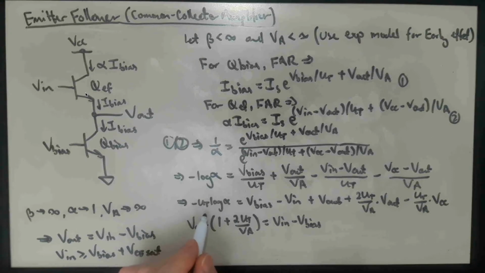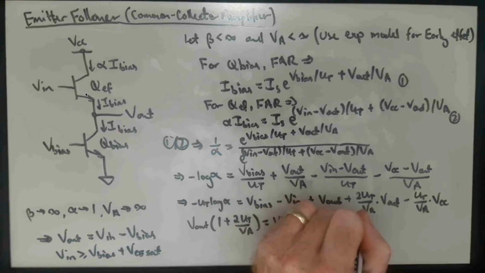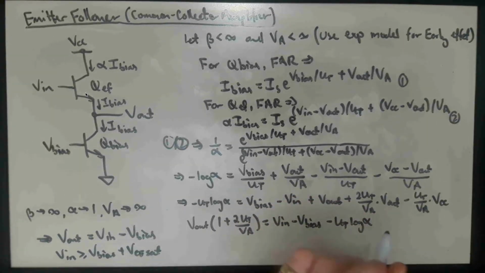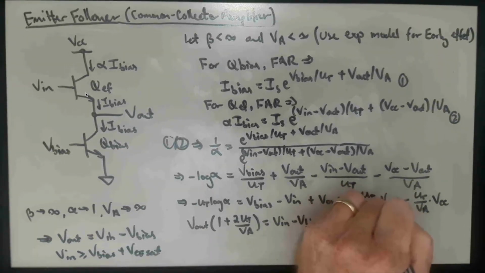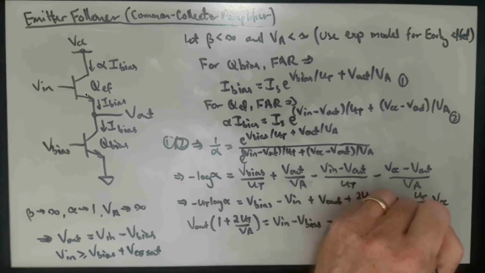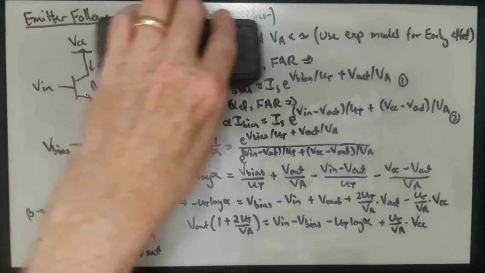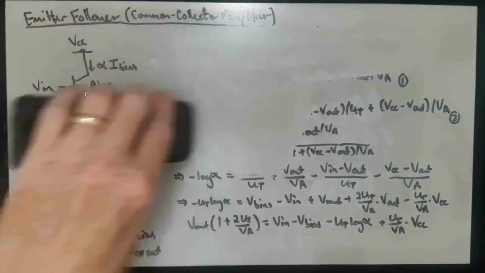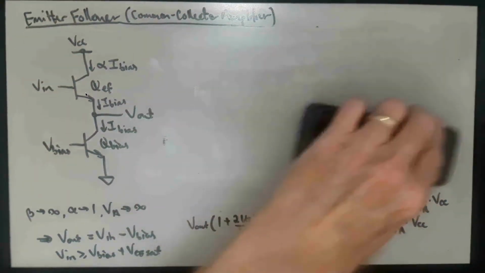We're going to have our UT log alpha. Right, so if we move that to this side, we have a minus UT log alpha. And then we have this other term here, which we move to the other side, we get plus UT over VA times VCC. And of course we can divide both sides by this factor 1 plus 2 UT over VA. And maybe I'm going to erase this stuff up here to continue on.